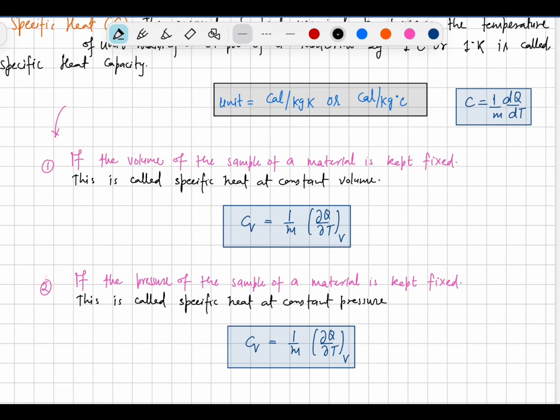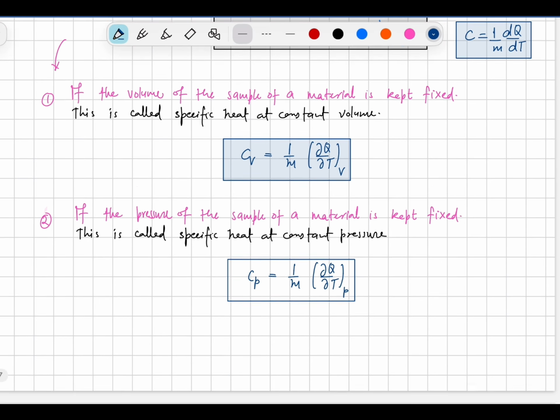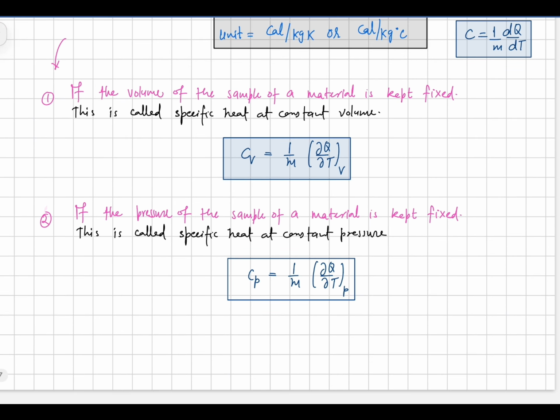Then you have to change the subscript from V to P, and here also P for pressure, so that you can remember that it is the specific heat at constant pressure. And how this case will be: right now the gas is there, but nothing is closing the system. There is only the environmental pressure, the atmosphere, and we are heating it from beneath.